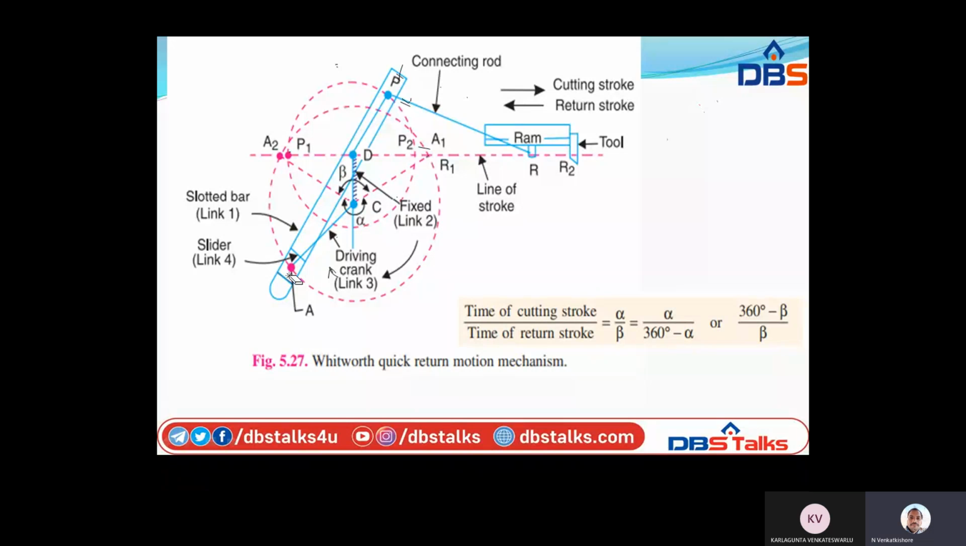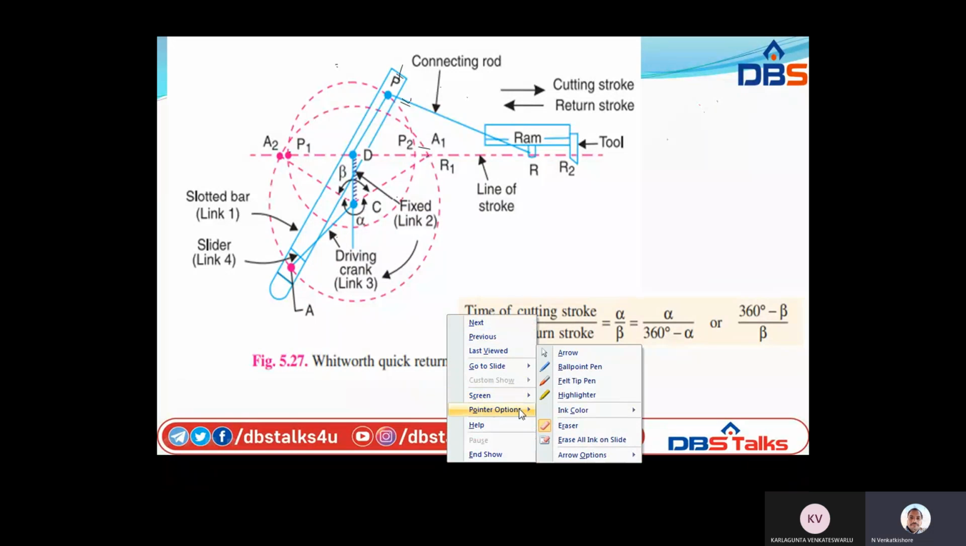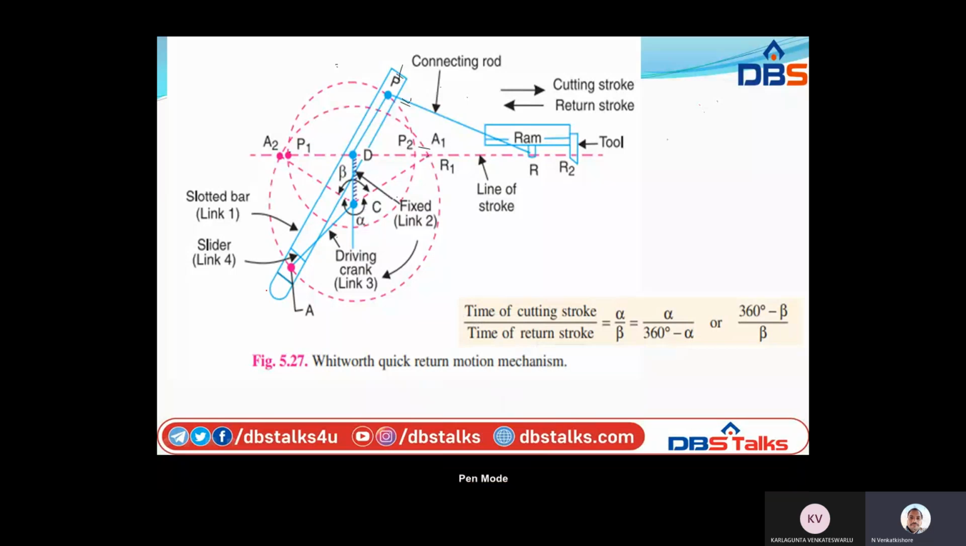So in the previous case of the crank and slotted lever mechanism, the motion of the ram with respect to the fixed one was along AC. So when the driving crank CA moves from the position CA1 to CA2 through an angle alpha in the clockwise direction, the tool moves from the left hand side of its stroke to the right hand side. That we discussed just now.